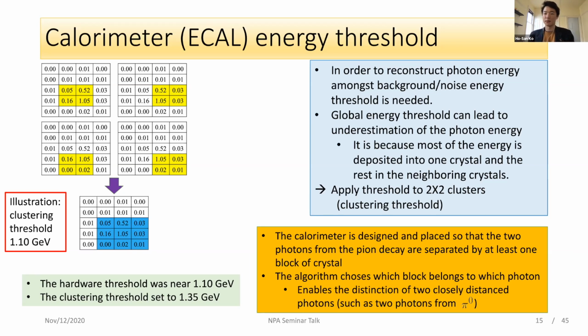Okay, so the lowest that the clustering threshold could be, which is what is in the red box, is like 1.1 GeV then. Yes, if the hardware threshold is, for example, 1.1, we don't need to go lower than 1.1. Okay, so the clustering threshold in this case was set to 1.35, but it really could be anything above 1.1. Yes, in theory. Okay, thanks, that's helpful.